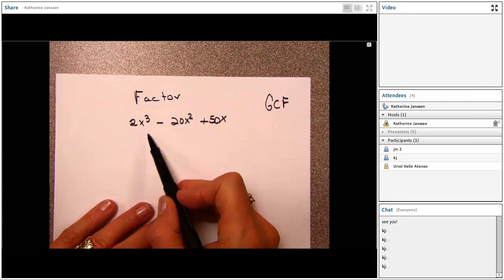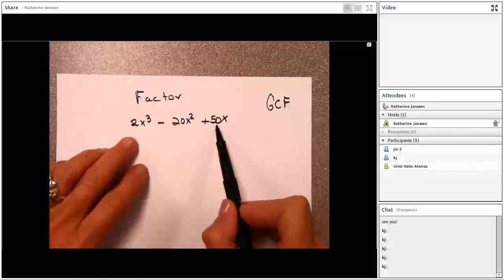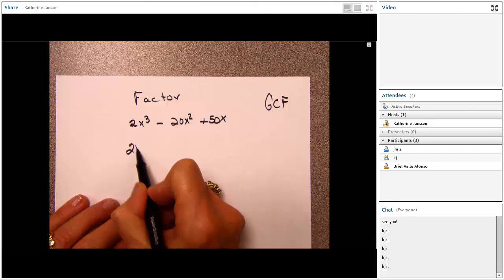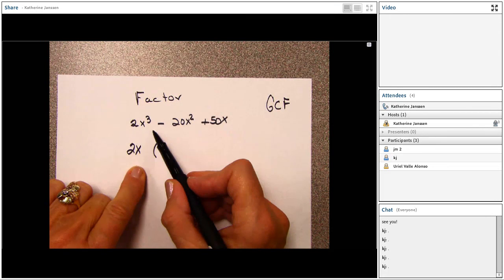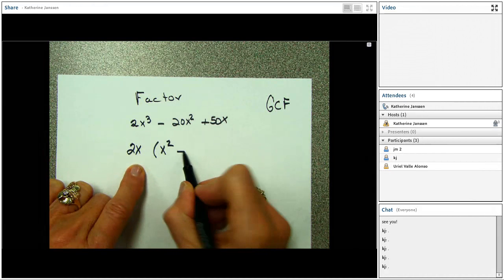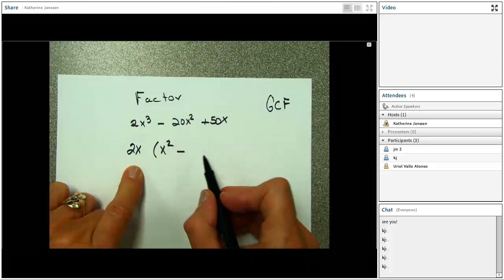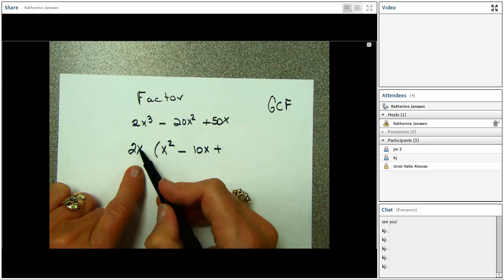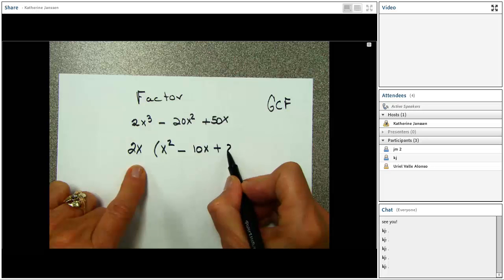So let's see, is there a greatest common factor? Well, 2 for sure, and x to the first degree. 2x. 2x times what would give me 2x cubed? x squared, pick up your sign. 2x times what would give me 20x squared? Pick up your sign. And 2x times what would give me 50x? 25.